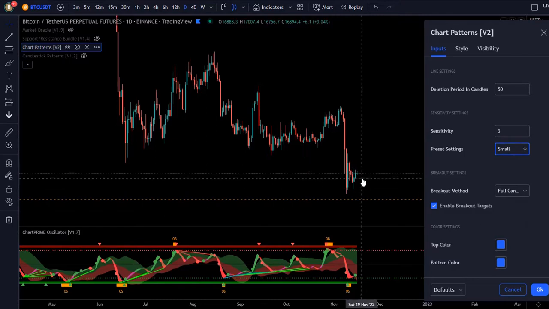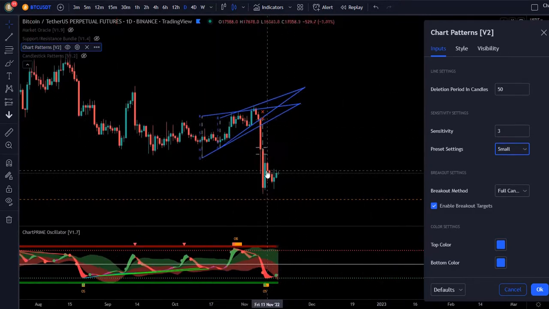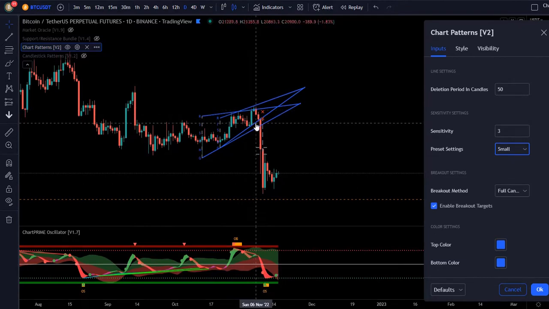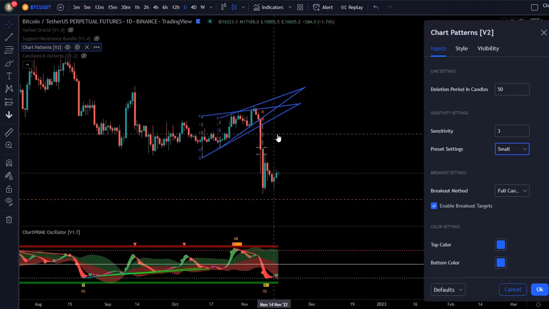Then let's do small, and we have a couple of small ones, which have already played out, and they are already expired, right? Why are they already expired? Because we can no longer trade on them. So that's how you use chart patterns.